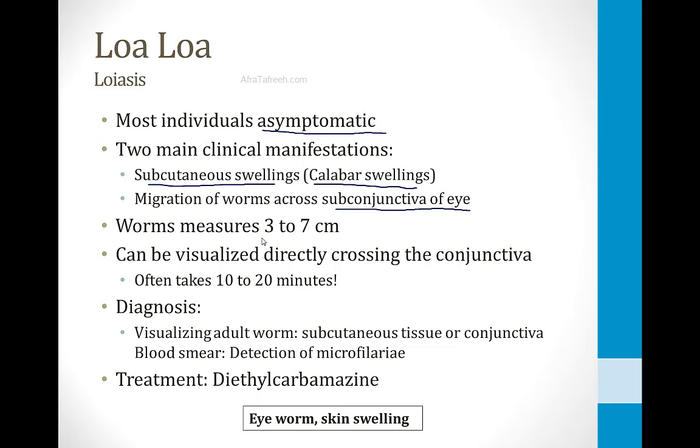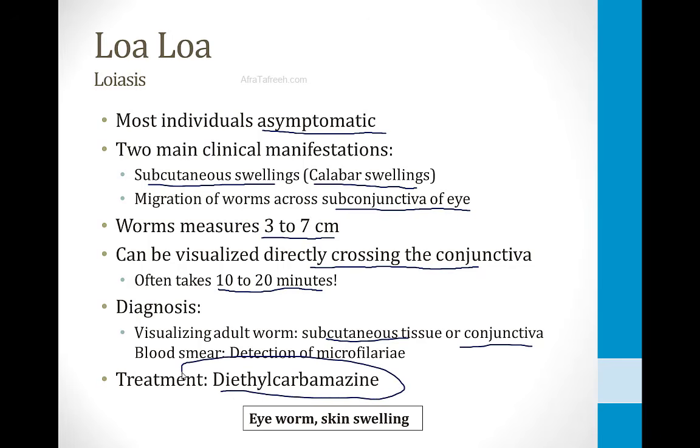These worms measure up to 7 centimeters. They're long, and as I said before, you can visualize them crossing the conjunctiva. It often takes 10 to 20 minutes for the worm to work its way across the eye. You can diagnose it by visualizing the adult worm in the subcutaneous tissue or in the eye, or by doing a blood smear. And this is treated with a drug called diethylcarbamazine.